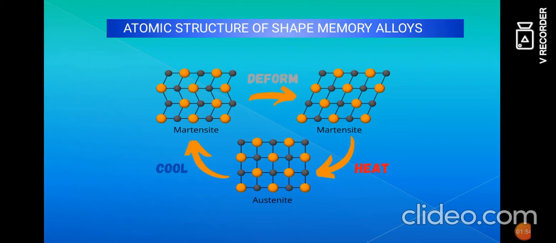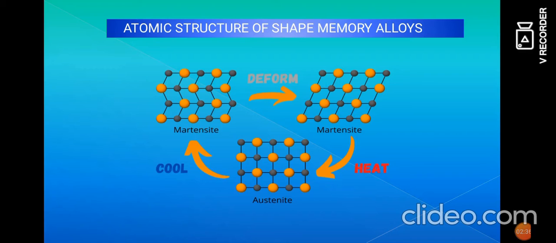Here we see the atomic structure of shape memory alloys. In general, there are two important phases for the shape memory alloys. One is a martensite phase and another one is an austenite phase. Here we see the atomic structure of the martensite phase of the shape memory alloys. The atoms are arranged as shown in the figure. Now when we give a small force or stress to that shape memory alloy material, it is deformed as shown in the next figure. Here the atoms are rearranged as shown in the figure.